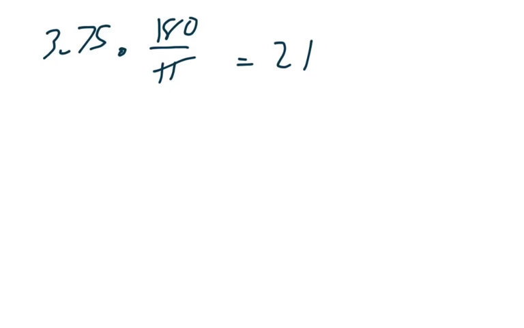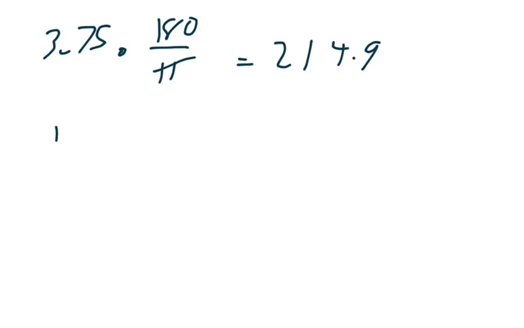Alright, we're going to change 3.75 radians to degrees. So I am going to multiply it by 180 over pi. Since they want us to round to the nearest tenth, actually put pi into your calculator and you get the answer of 214.9.